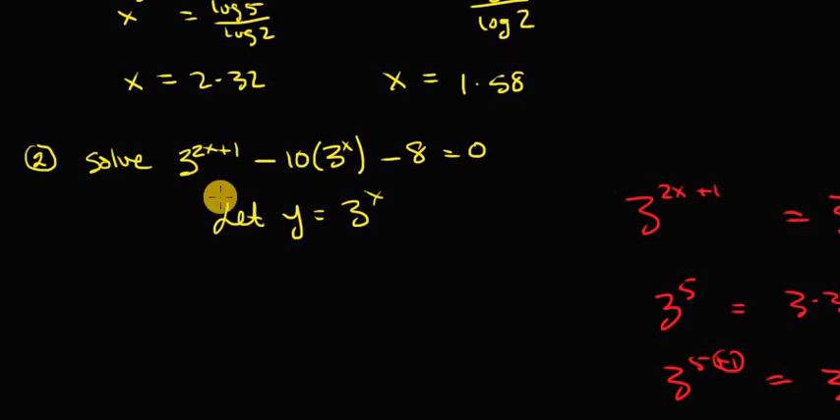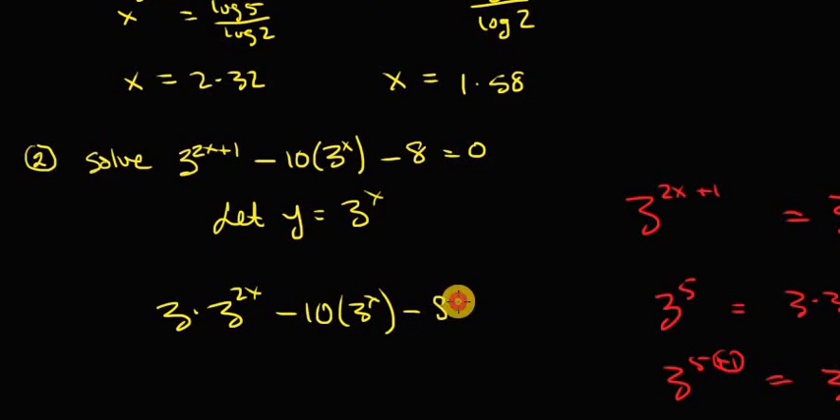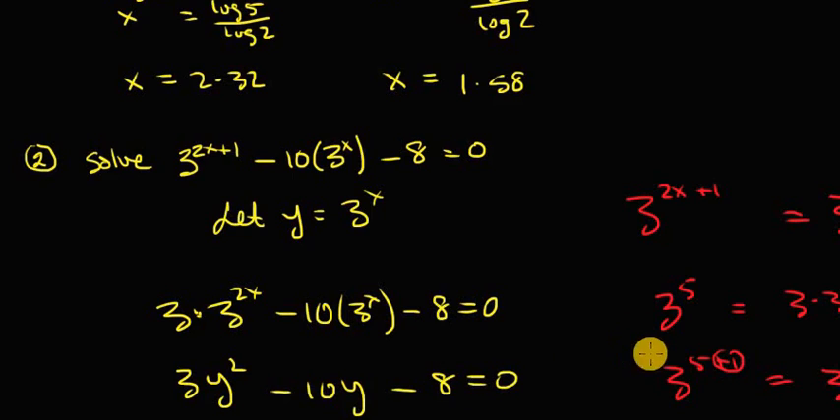So I choose to change 3 to the power of 2x plus 1 into 3 times 3 to the power of 2x minus 10 by 3 to the power of x minus 8 is equal to 0. And now y is equal to 3 to the power of x, so therefore this is equal to 3y squared minus 10y minus 8 is equal to 0. And now we're into quadratic territory and we solve this.